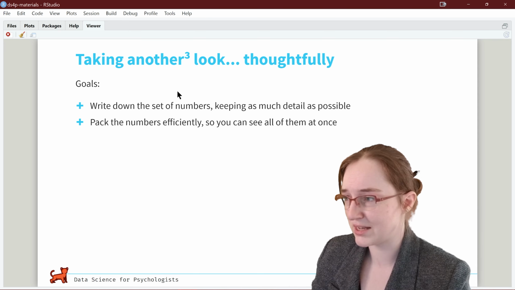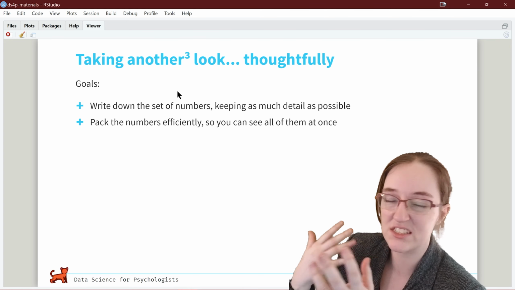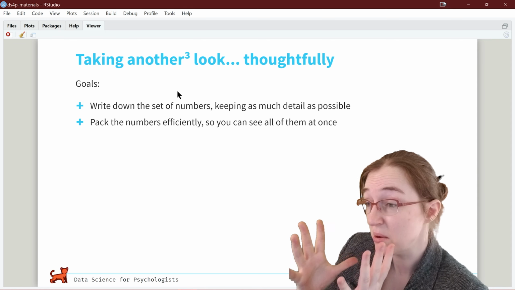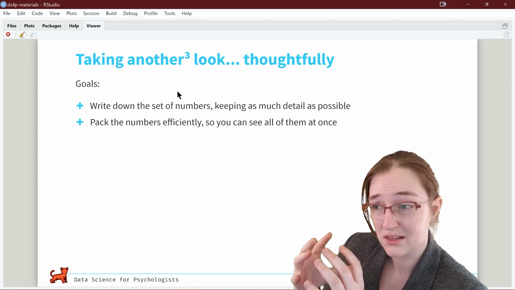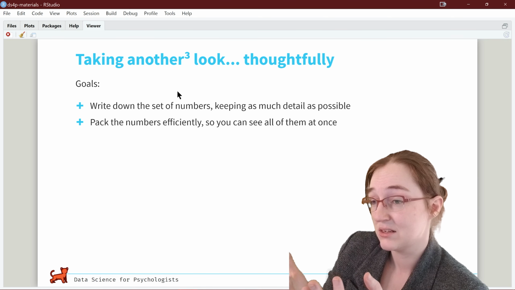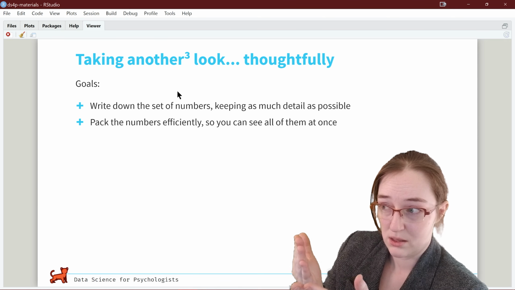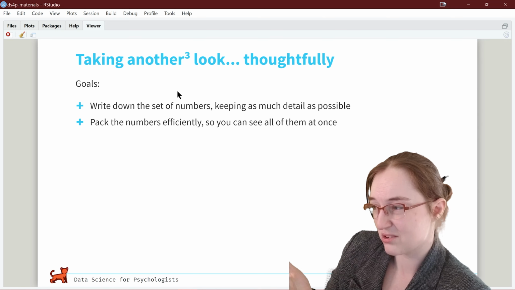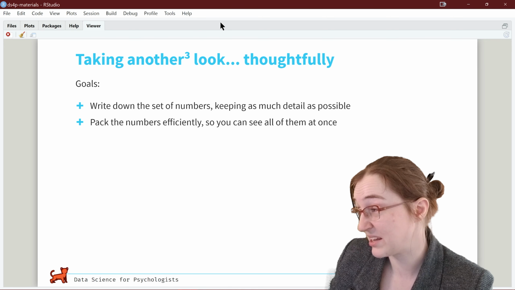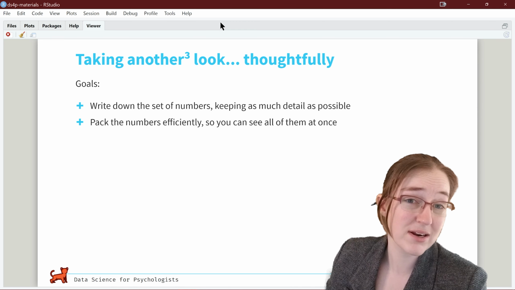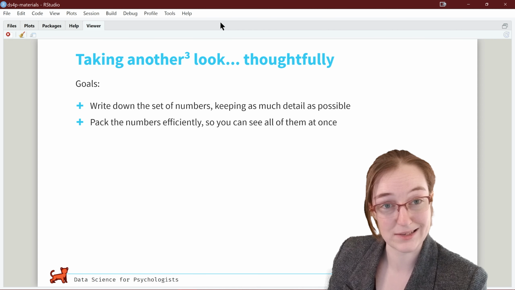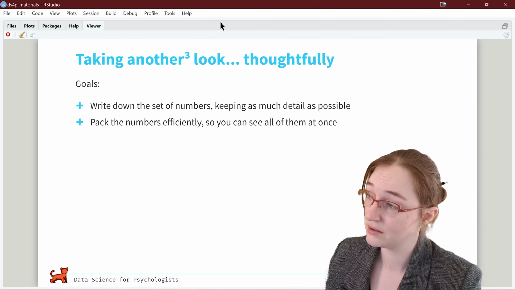So our goal is to write down the set of numbers, keeping as much detail as possible, but also pack them efficiently so we can see them all at once. Because one of the big problems we have here is we want all that detail, but we are only getting snapshots of 10 at a time. I could maybe set it to be 15 or 20, but then I'm running out of space on my slide, and I do not know how to shrink text yet. So that is a major bottleneck.